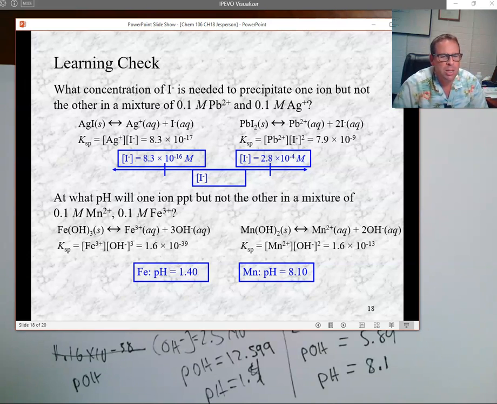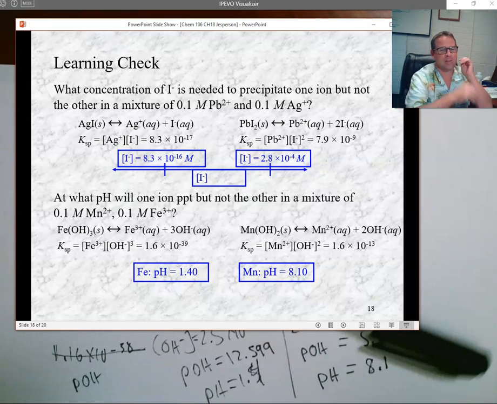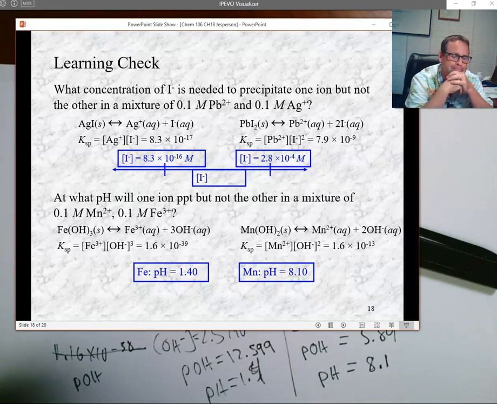So if I had a pH of 3, or I should say one closer to 8, so like a pH of 8, not 8.1, but below 8.1, then I would precipitate out the manganese. Is that what you said, or the iron? I thought it was manganese, but honestly, I have no clue. I'm confused.